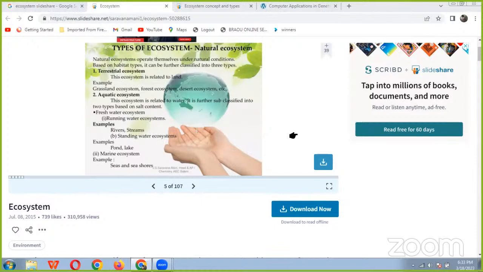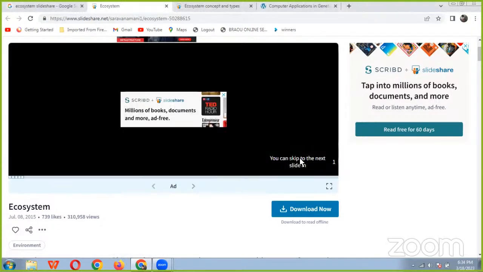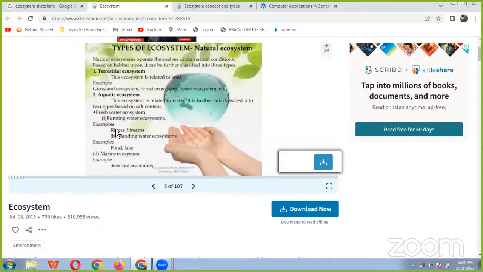Freshwater ecosystem is the running water ecosystem, the rivers. Next one is the lentic and lotic ecosystems. Freshwater ecosystem includes the running water ecosystem, which is mainly rivers and streams, and the standing water ecosystem, which is ponds and lakes.